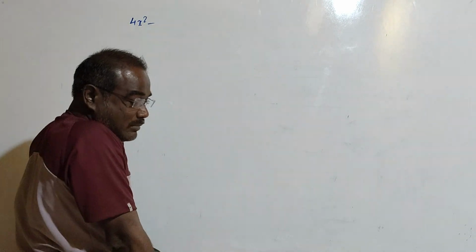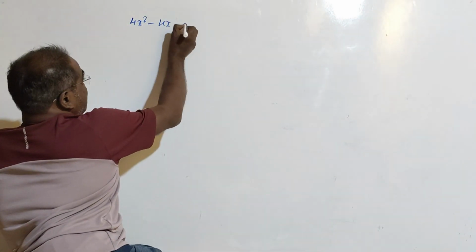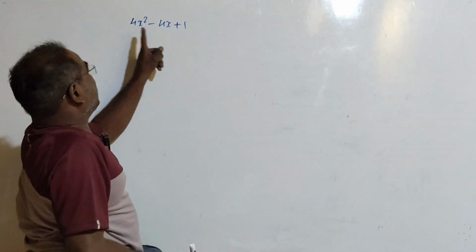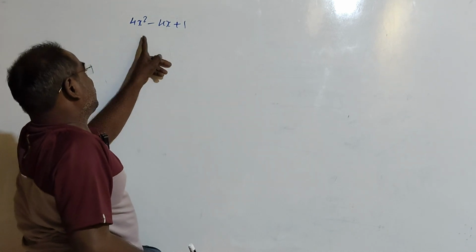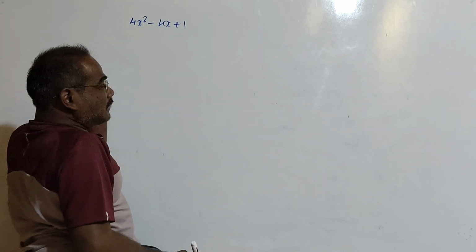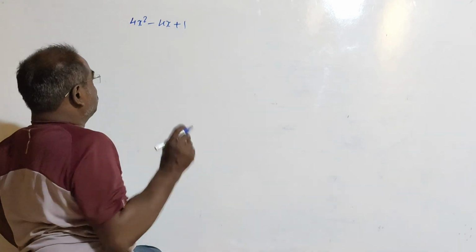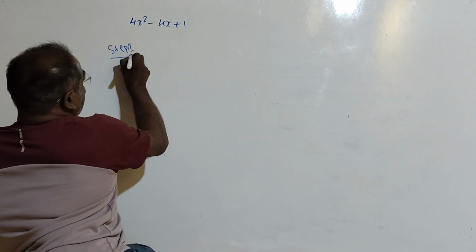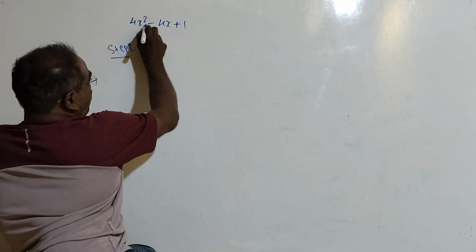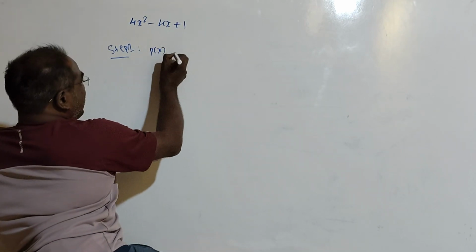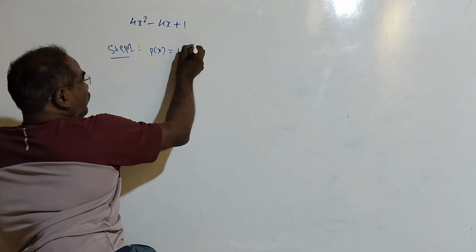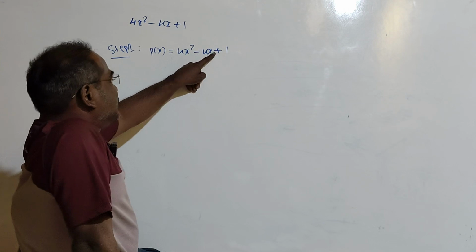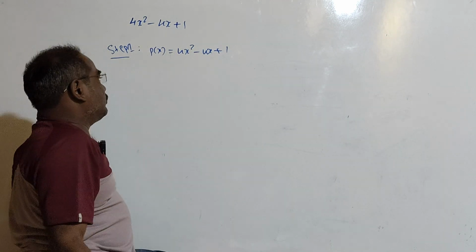4x square minus 4x plus 1. Multiply A and C. Product is 4, sum is 4. 2 into 2. Step 1. What we need to do in step 1? We need to arrange them in decreasing order. P of x equal to 4x square minus 4x plus 1. X power is 2, x power is 1, x power is 0.